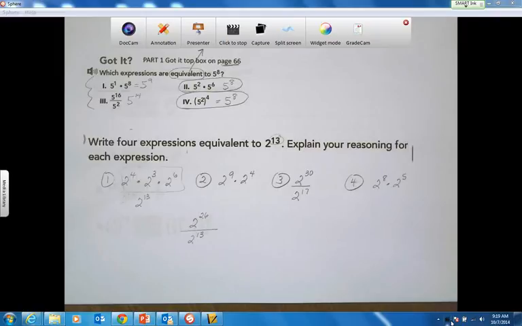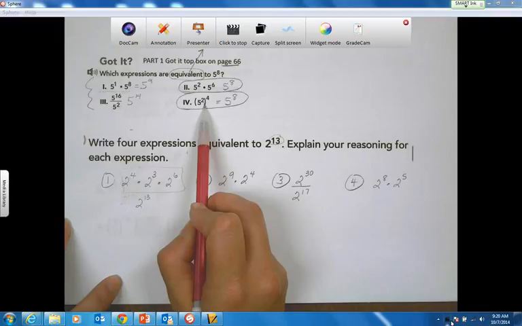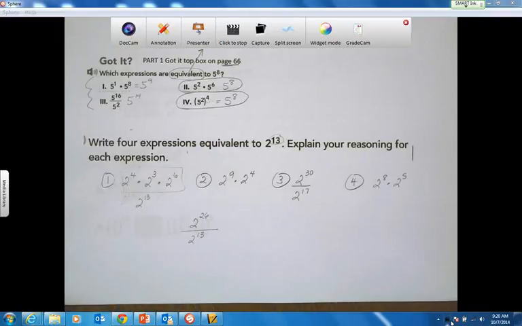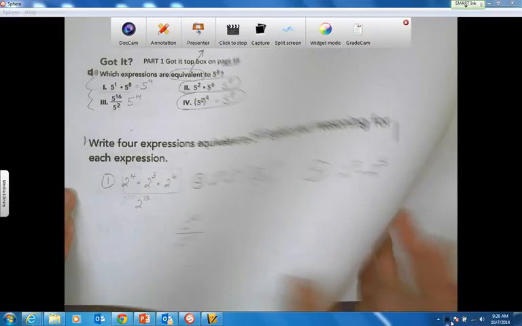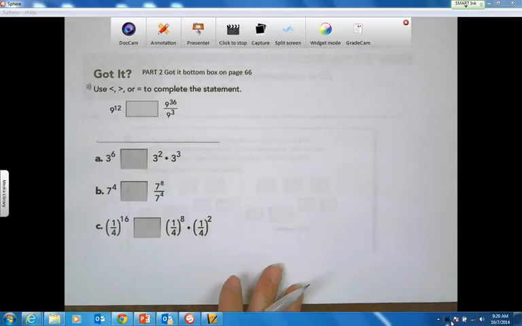What's this one going to be on this side? To the what power? 6. No, be careful. What power? No. Fifth. Because you add them, right? So this is going to be 3 to the 5th power. So is 3 to the 6th bigger or 3 to the 5th? 3 to the 6th. So we're going to want our greater than sign in there.